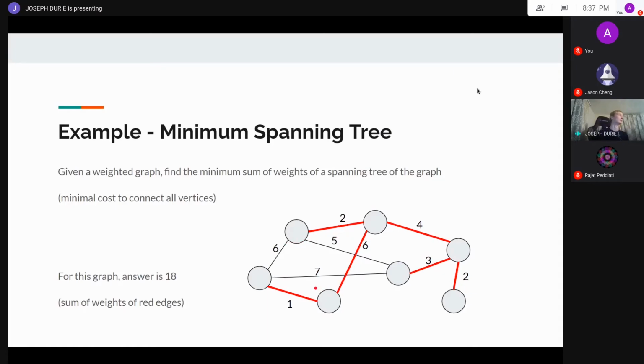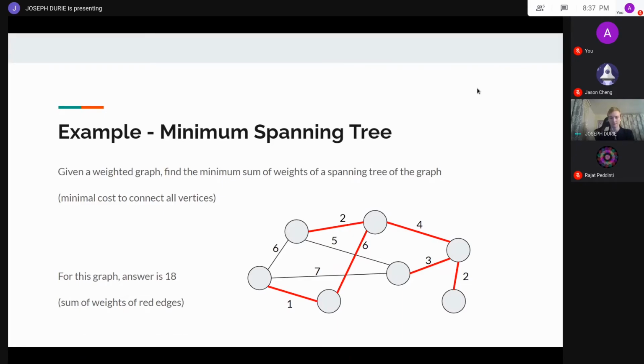One important thing to notice, especially for doing this exchange argument proof, is that the minimum spanning tree is not necessarily unique. Notice that we could get rid of this edge of weight 6 and add in this edge of weight 6. We're not changing the weight of our spanning tree, and everything is still connected. So your minimum spanning trees are not unique.